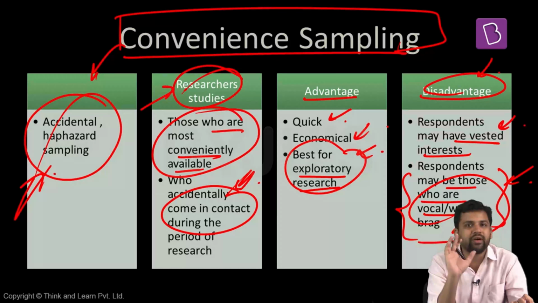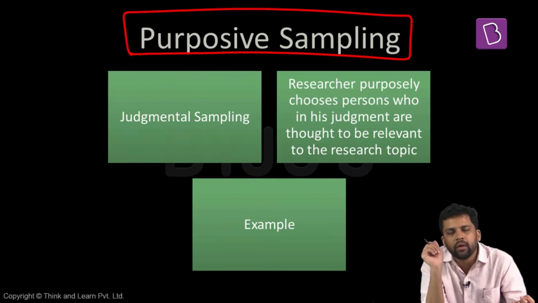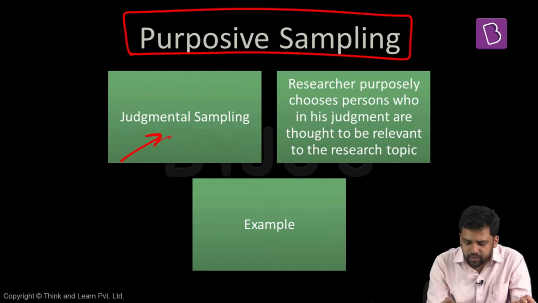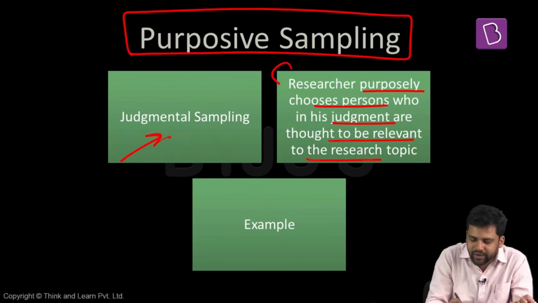So these are the disadvantages with convenience sampling. Another kind of sampling is purposive sampling. Now, this is also referred to as judgmental sampling. The researcher purposely chooses persons who, in his judgment, are thought to be relevant to the research topic.